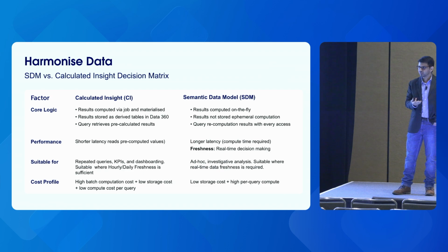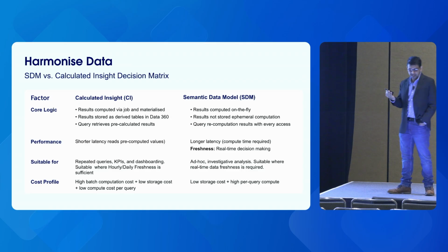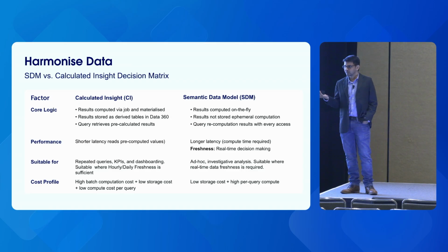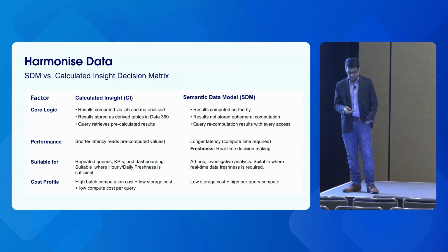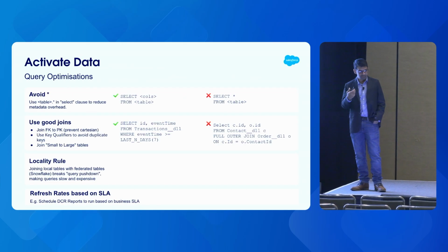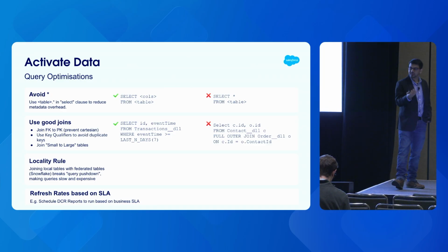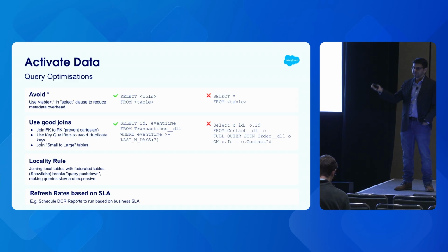I have given the cost profile there. CI is one-time cost of compute, low access cost. SDM has low storage, literally zero storage. Sure, metadata storage is there, but we don't charge for that. But very high query compute cost. And lastly, I am running short of time, so I'll try to speed up. Activate is basically query. At the end of the day, everything that you do in segmentation or activation or query or external access, you query the data.